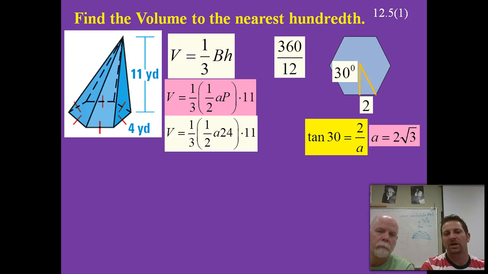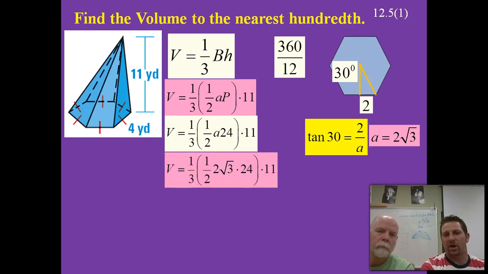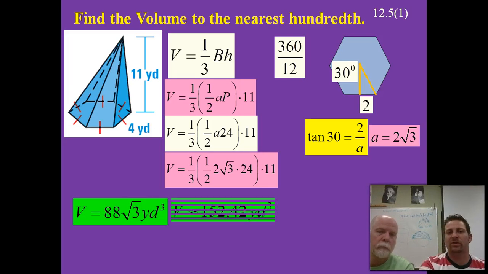Now that I know A, I'm just going to pop that into the formula. So the volume is 1/3 times 1/2 of 2 root 3 times 24 times 11. There's a lot of canceling out you could do. It looks complicated, but it's not. The 1/2 and the 2 could cancel each other out, and the 1/3 could go into the 24 8 times, so you get rid of your fractions altogether, and then it's just a matter of multiplying across. It's just 88 radical 3. That's the exact answer because it's in radical form, but if you wanted the approximation, just multiply it through, and there you go.